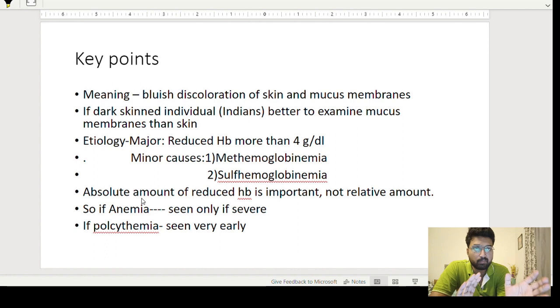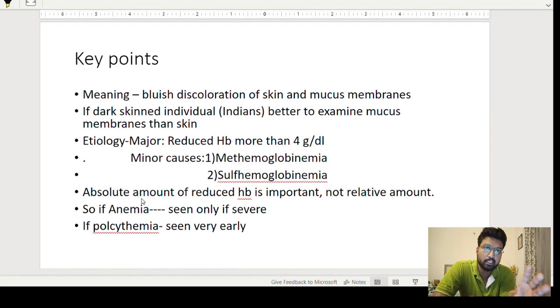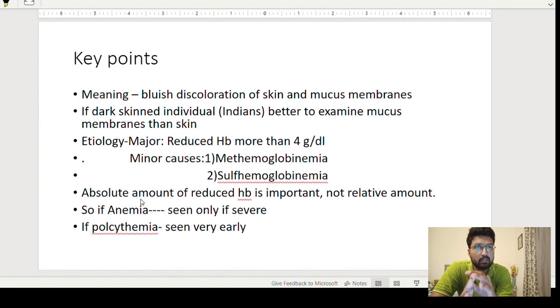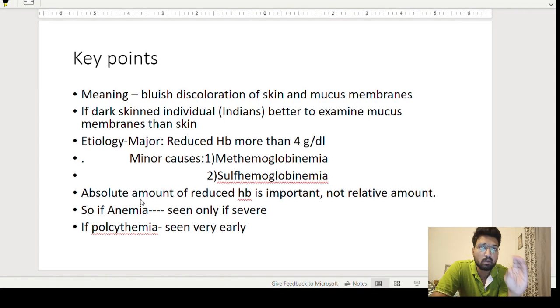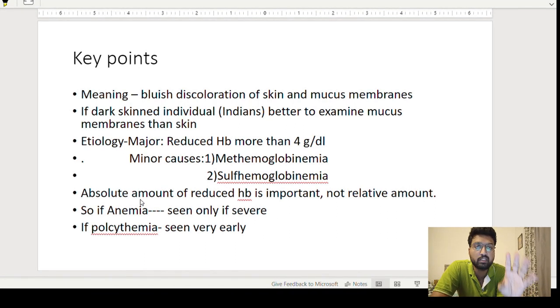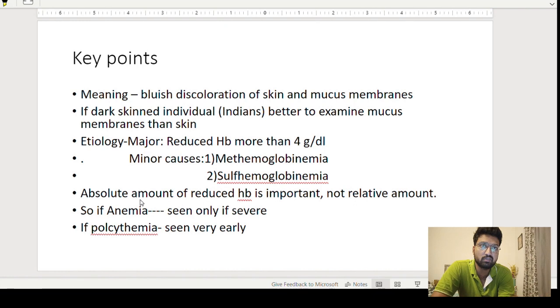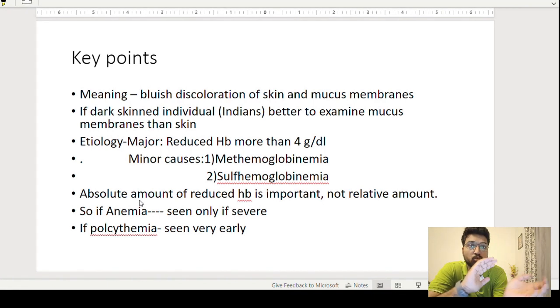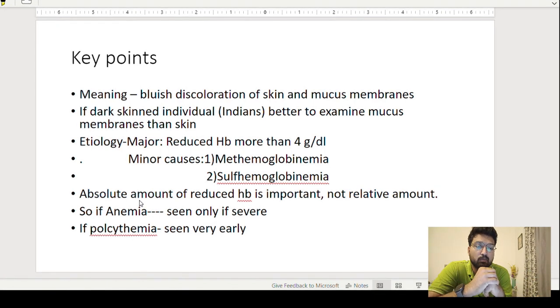So if we say a patient has anemia, he has only 3 Hb. His Hb is only 3. So even in that patient, if 100% of hemoglobin is reduced, there is no oxygen in 100% hemoglobin, still the amount of reduced hemoglobin will only be 3 gram. Okay, and to see cyanosis we need 4 gram. So what does it mean? It means that the absolute concentration of reduced hemoglobin is more important than the relative amount.